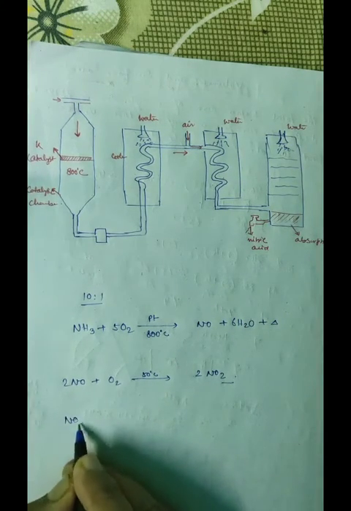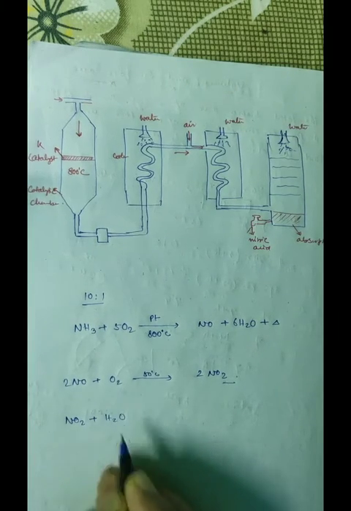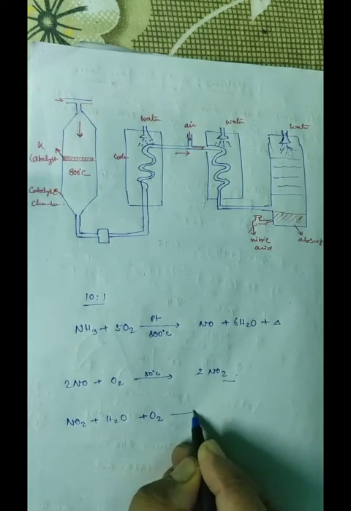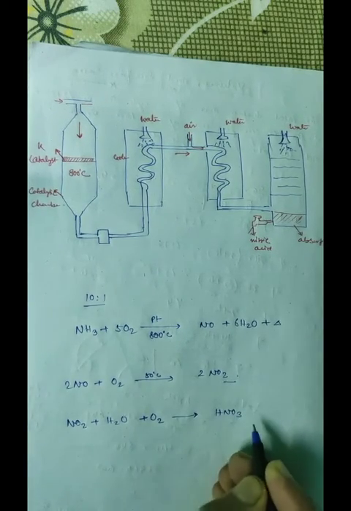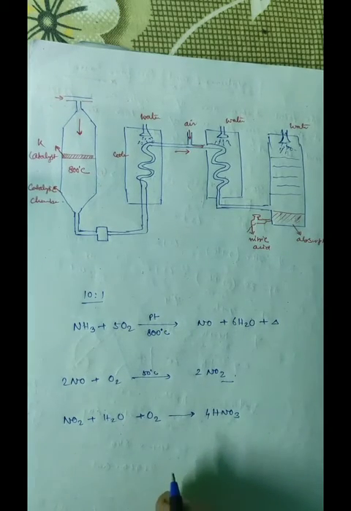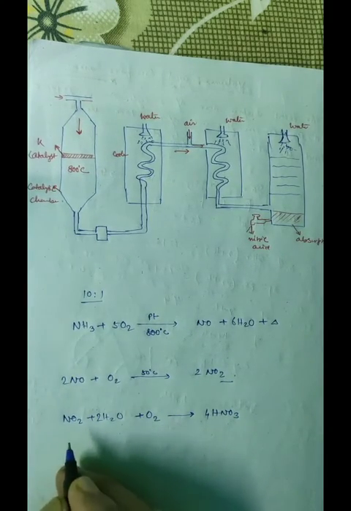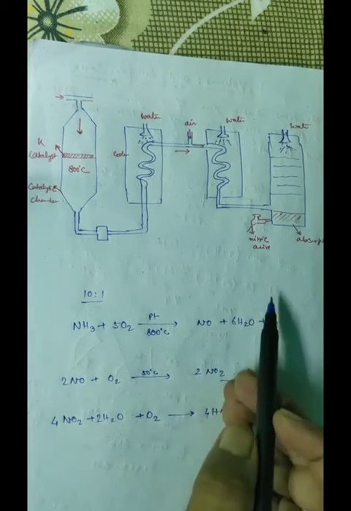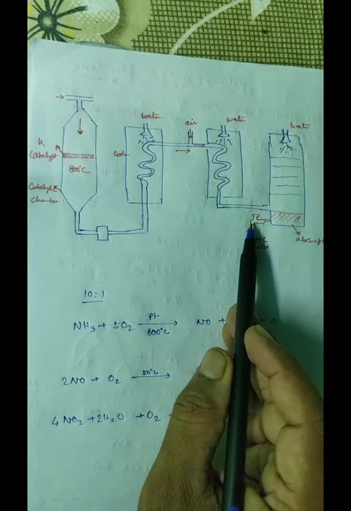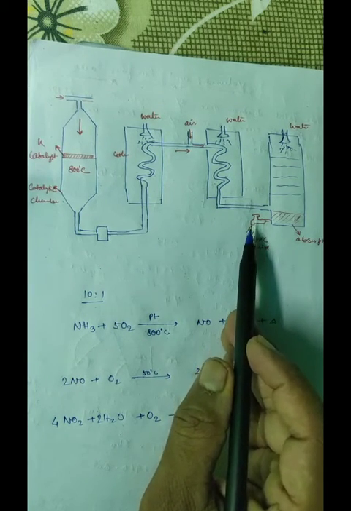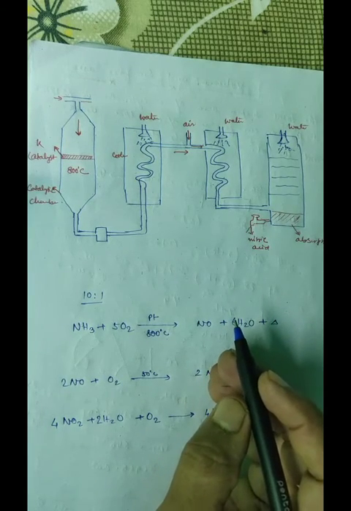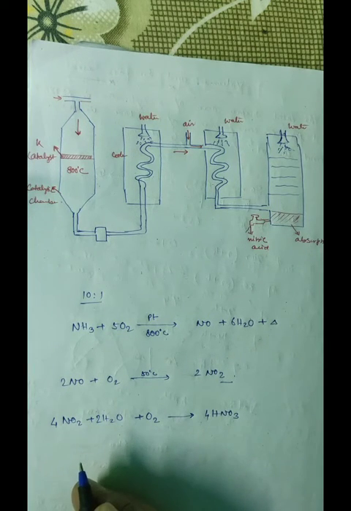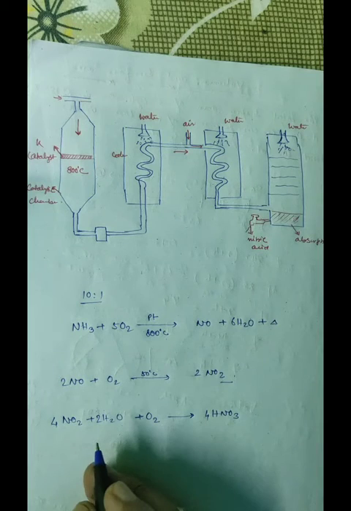This nitrogen dioxide trickles with water in the presence of oxygen. They form nitric acid. Like this, nitric acid is obtained at the bottom of the tower, concentrated above 50%. The acid on further distillation gives 68% nitric acid. This acid is concentrated nitric acid, which is used in the laboratory.